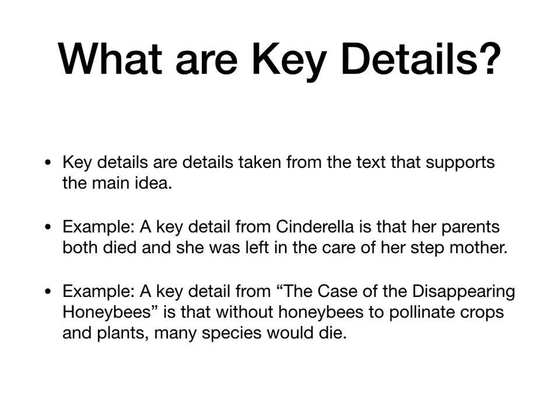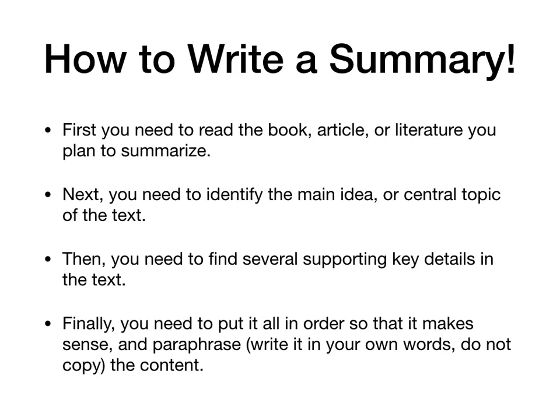And then, a key detail from The Case of the Disappearing Honeybees is that without honeybees to pollinate crops and plants, many species would die. And that supports it because honeybees are disappearing, and we want to give more information into why that would be bad. So let's move on to how to actually write a summary.